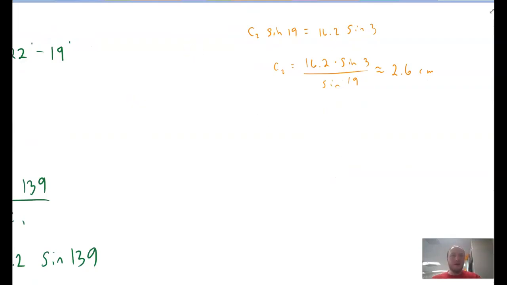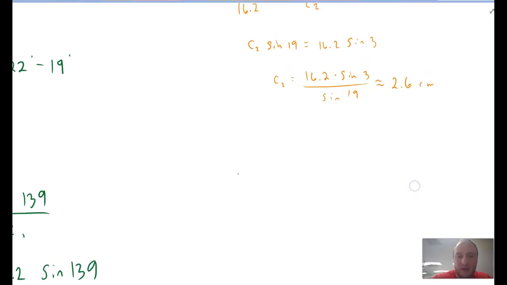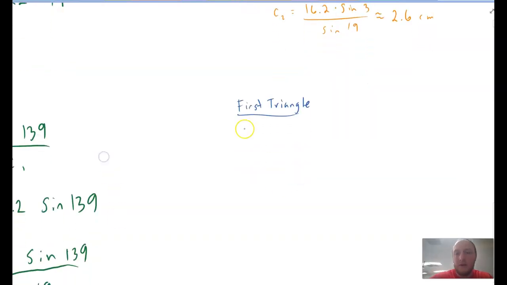Okay. Hey, that's it. We're done. Do we stop there? Well, yes and no. What you need to do is summarize your information. So I'm going to say here, first triangle. I knew that the measurement of angle B was approximately 22 degrees. The measurement of angle C was approximately 139 degrees.